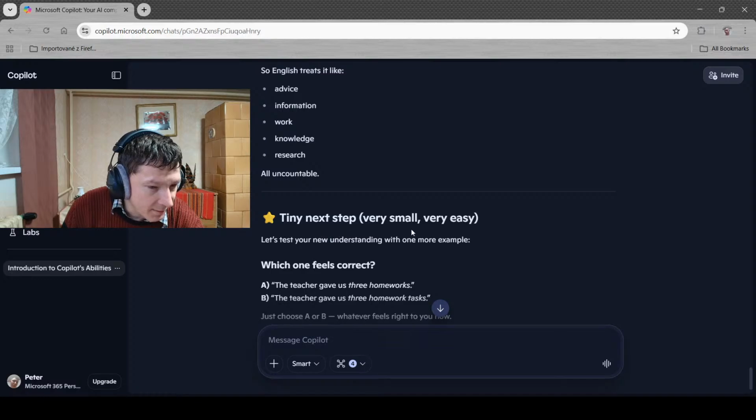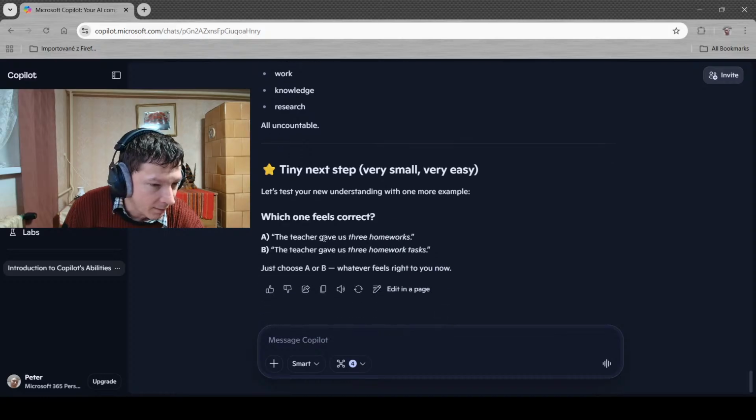Tiny next step, very small, very easy. Let's test your new understanding with one more example. Which one feels correct? A. The teacher gave us free homeworks. B. The teacher gave us free homework tasks. B, of course.